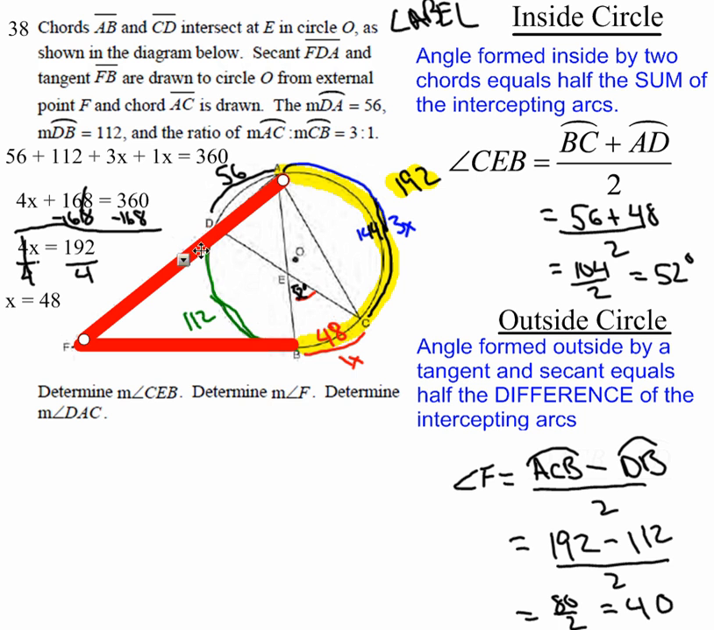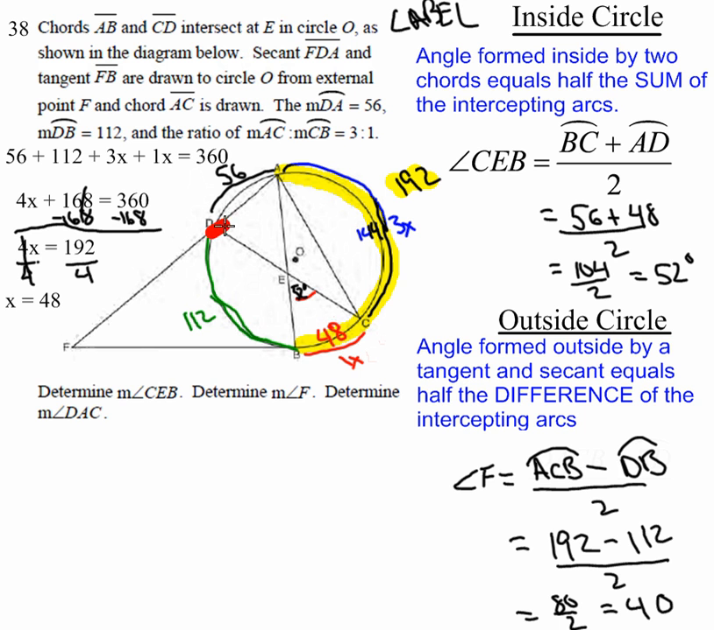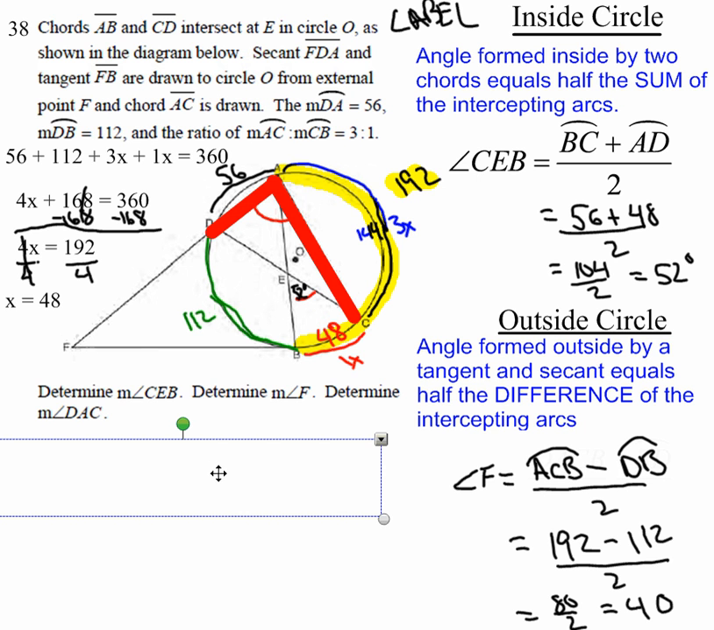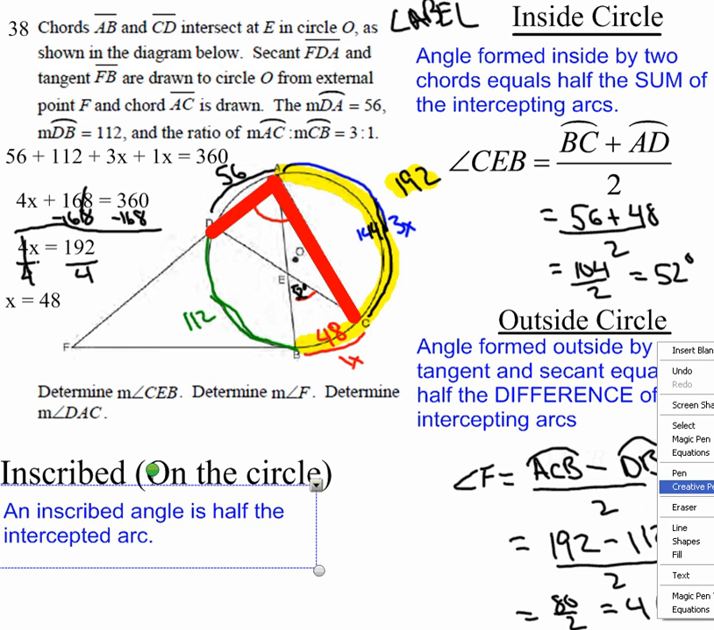Okay. Now we have to find the measurement of angle DAC. So let's go ahead and do that. Angle DAC is right over here. Do you see it? And angle DAC is what we call an inscribed angle. It's an inscribed angle because it's on the circle. And an inscribed angle is half the intercepted arc. So we're talking about this arc over here.